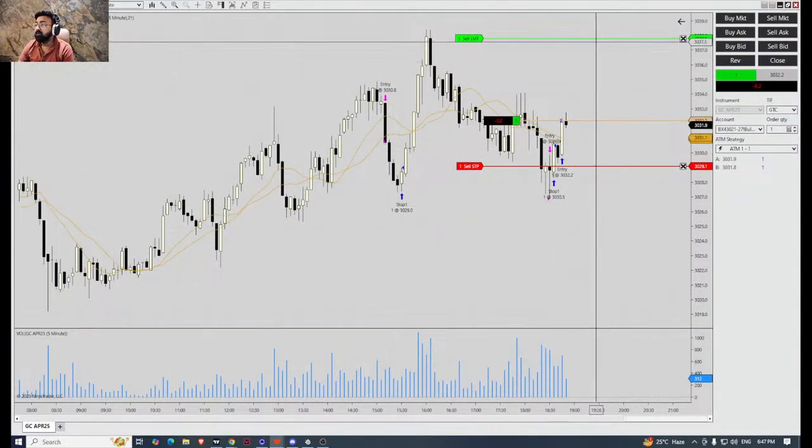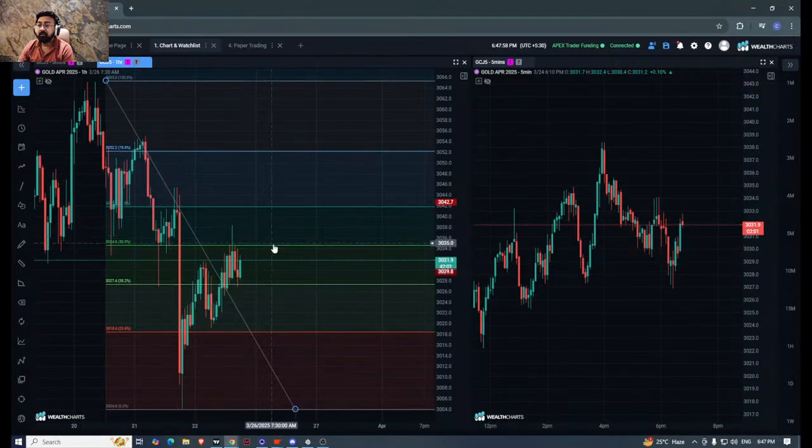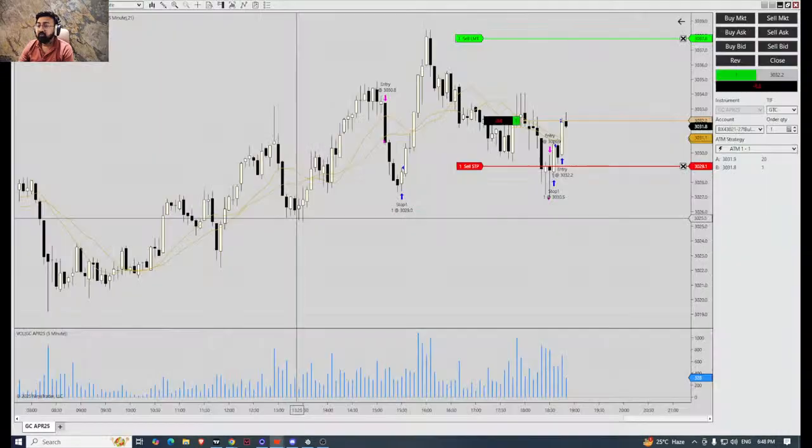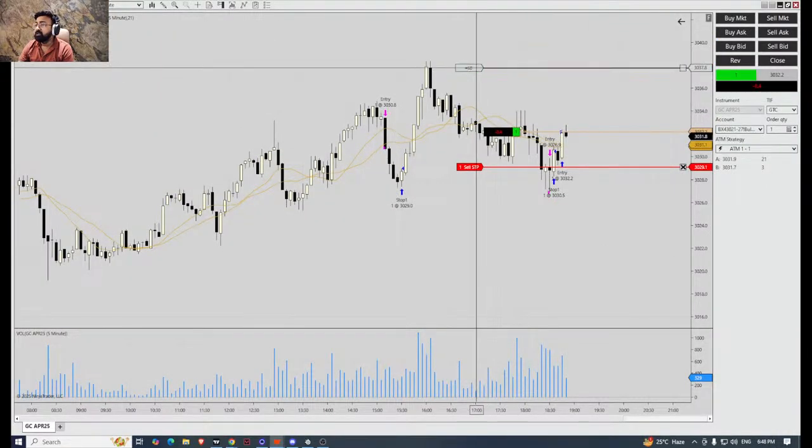Our target is 3037.8, just here, and 3037.8 is right here. We are safe here. I can also drag this to 3039.6 to be on the safe side. So we'll just keep it 3039.